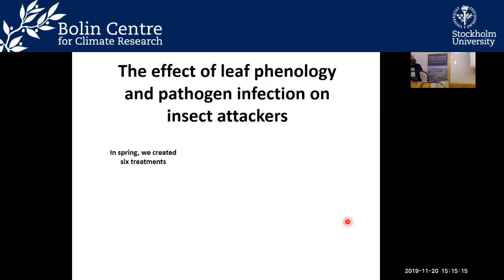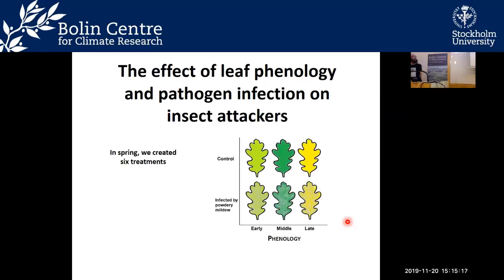So he created 6 treatments in spring. On the x-axis you see the phenology treatments. Some seedlings he planted very early, some in the middle and some late. And on the y-axis you see that he infected some of the seedlings, and he kept some other seedlings healthy.